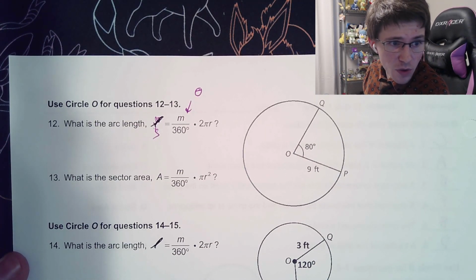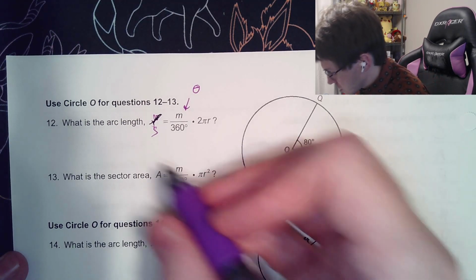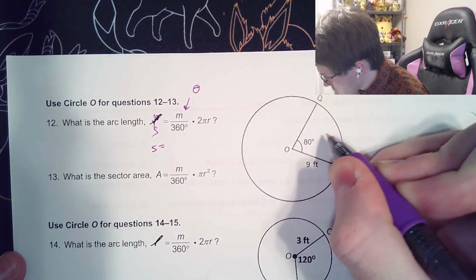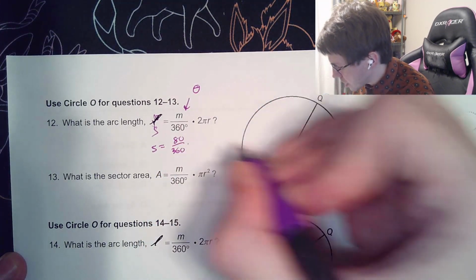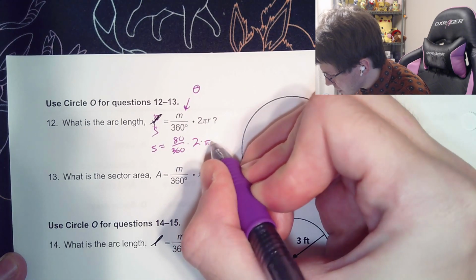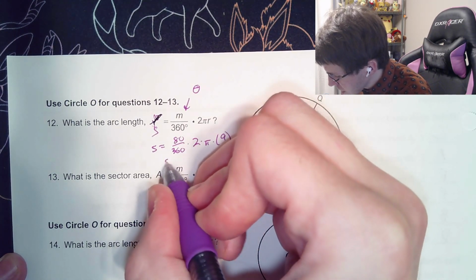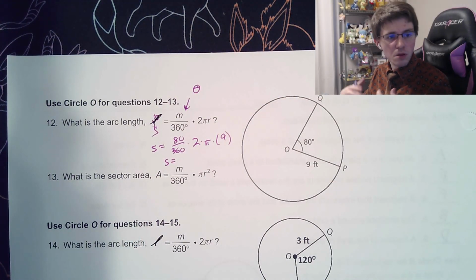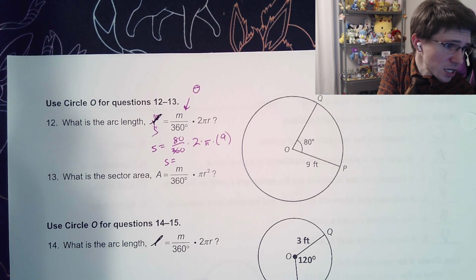All right. So we got our S and our M there. Now they're theta and whatnot. What is this arc length? All you have to do is throw in those formulas. So we have S is equal to our theta, 80 over 360, multiplied by 2 multiplied by pi multiplied by 9. And yet again, this is one where when you plug it into your calculator, you've got to make sure you're being careful.